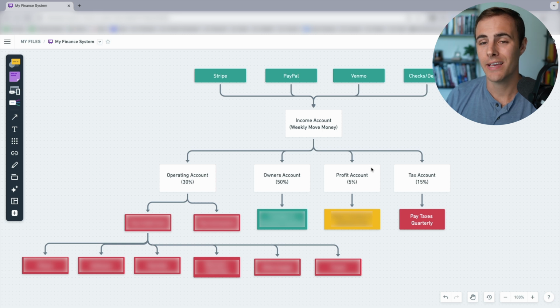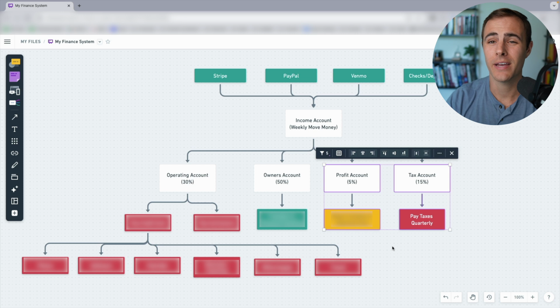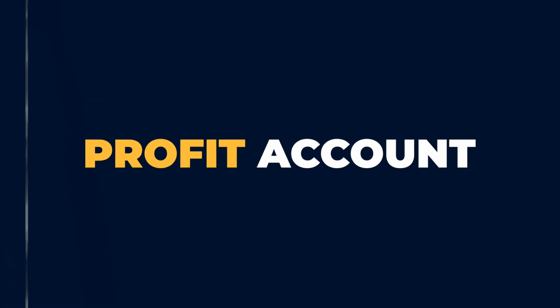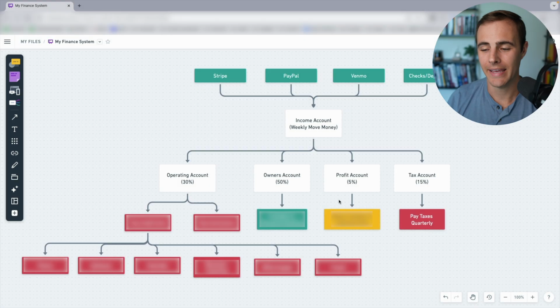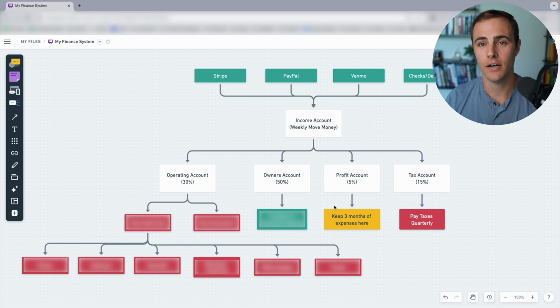I actually use a high yield savings account for both of these, because money in these two accounts just sits there. It just sits there and it accumulates until I'm ready to pay them quarterly, right? And inside my profit account, I'm putting 5% in here, but really what I'm trying to hit is I want to have 3 months of operating expenses saved up here, okay?